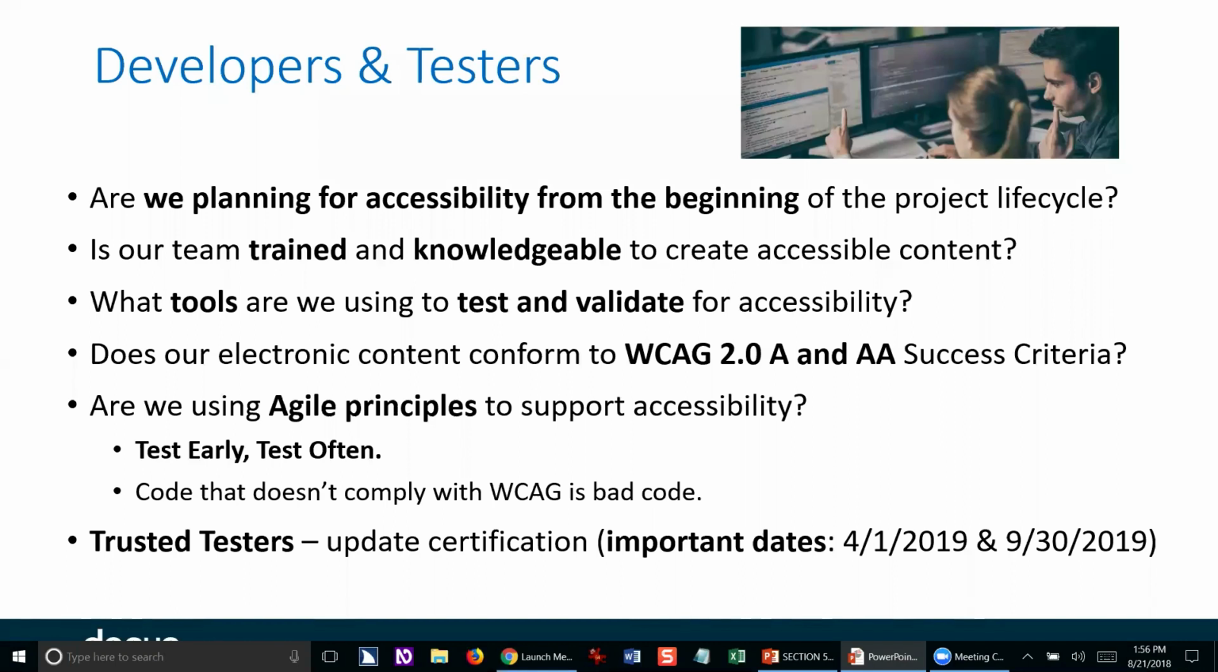All developers and testers should have a basic understanding of accessibility principles. And then, of course, some of these people will need to be experts and know all the technical details. I'll make a quick mention here.